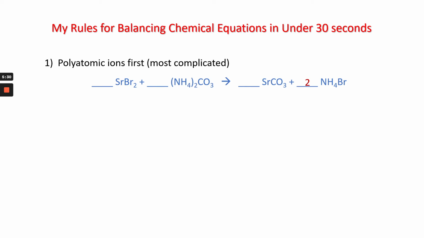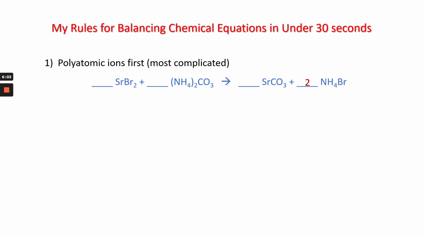Now I'm sort of going to be like a cat chasing my own tail. So what I mean by that is if I have two NH4s, well, I also have two Brs. So now I go over to the reactant side and I have two Brs. Then I have one Sr on the reactant side and one Sr on the product side. I have one carbonate, CO3, on the product side, and one carbonate on the reactant side.